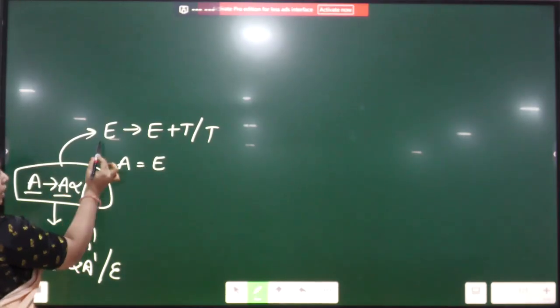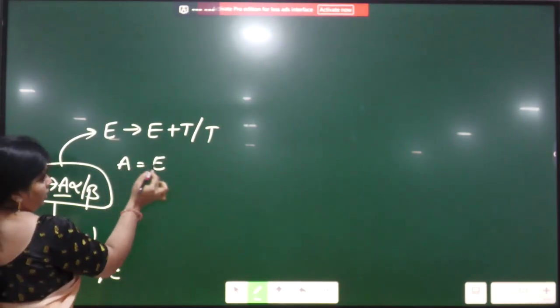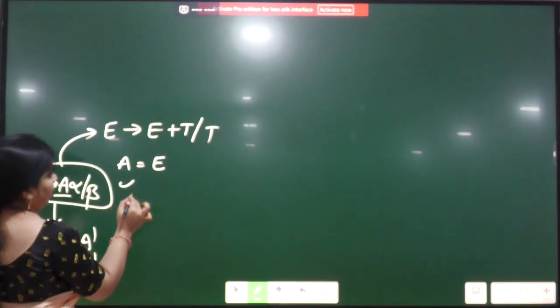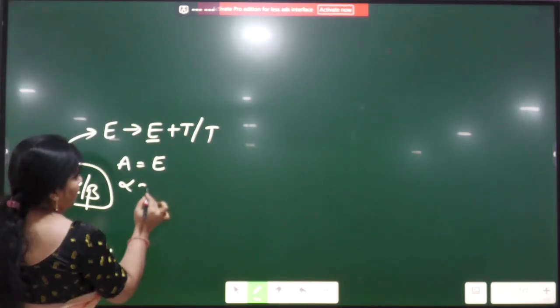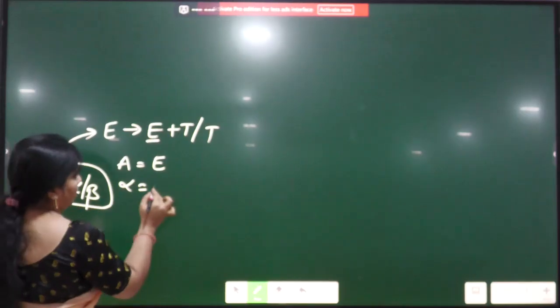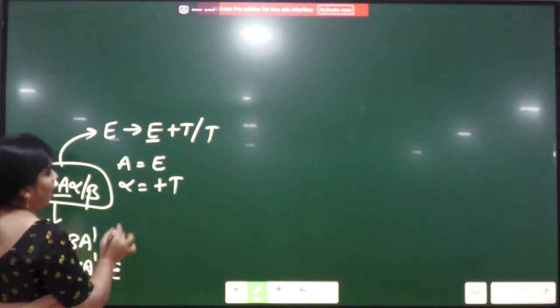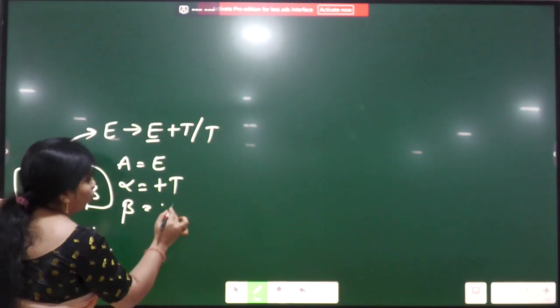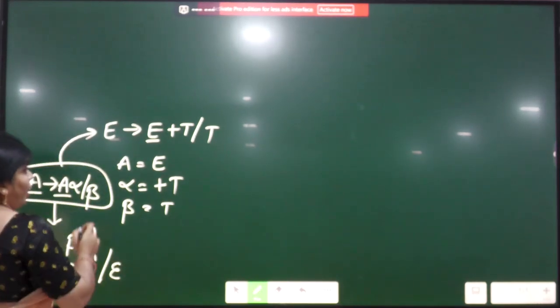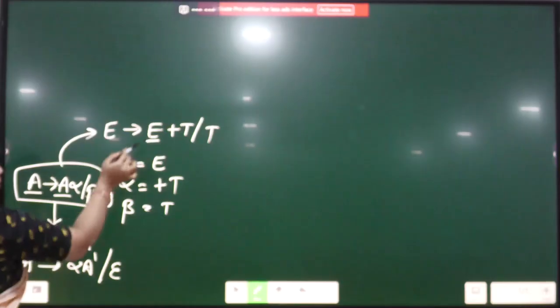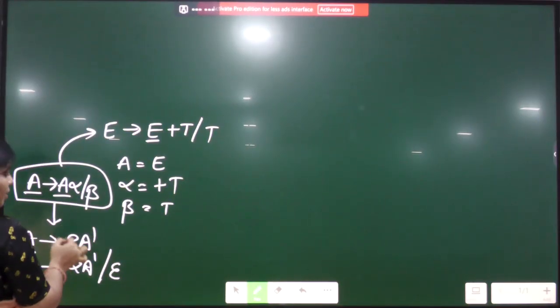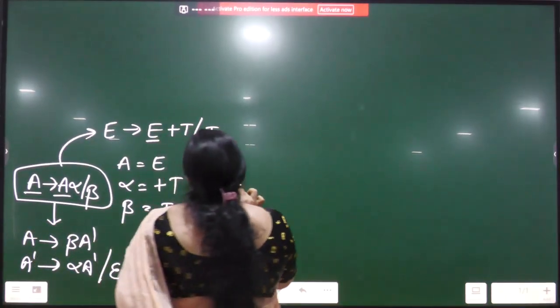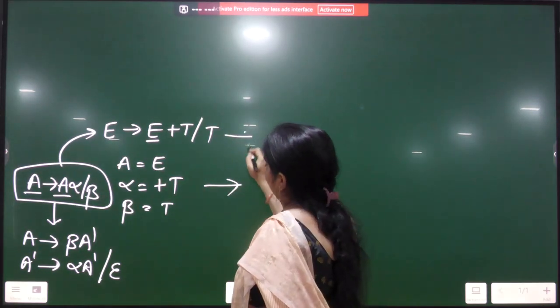Here I am comparing this production with that form, so in place of A we have E. So the A value is E. Next, alpha is whatever comes after this E, so alpha becomes plus T, and the beta value is only T. Now if the production is in this format, then we can rewrite this production.